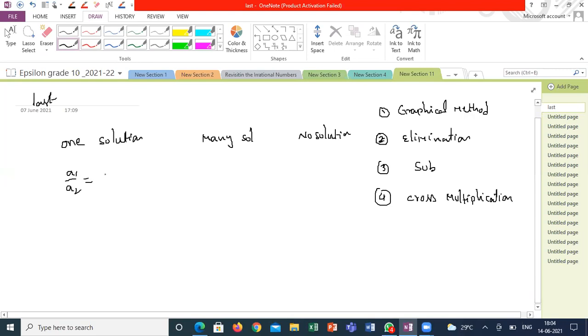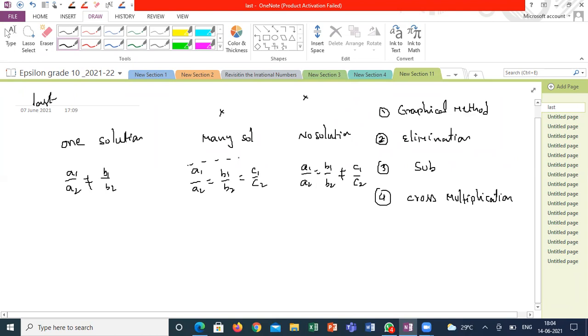We don't bother about the constant ratio. For one solution: a1 by a2 is not equal to b1 by b2. For many solutions: a1 by a2 is equal to b1 by b2 is equal to c1 by c2. For no solution: a1 by a2 is equal to b1 by b2 is not equal to c1 by c2. After verifying these ratios only, you proceed to any method. Then it will be easy to identify whether it can be solved or not. Sometimes, if you are getting many solutions or no solution, by seeing this ratio itself, without solving, you are able to give your answer.